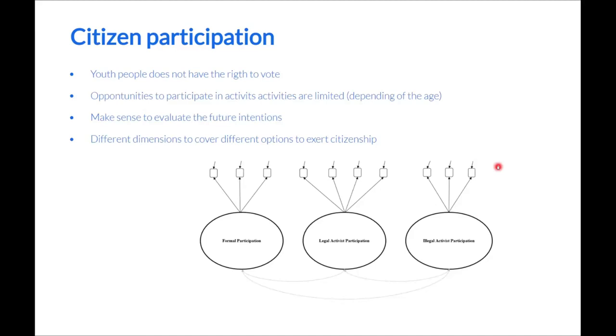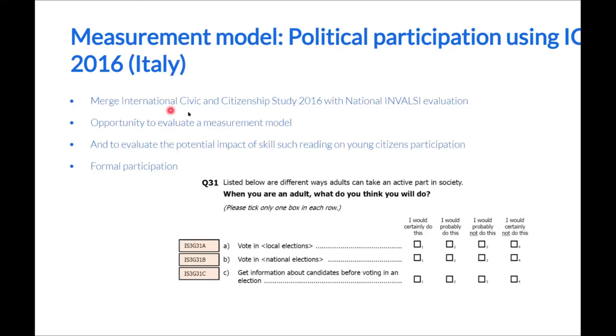And just an explanation of the data: it's the International Civic and Citizenship Study 2016 merged with the National Impact Evaluation. This allows two elements. For example, in the first step, the evaluation of the model that we showed right now. And in a second step, we can evaluate the relation between specific variables and their impact on young citizen participation.